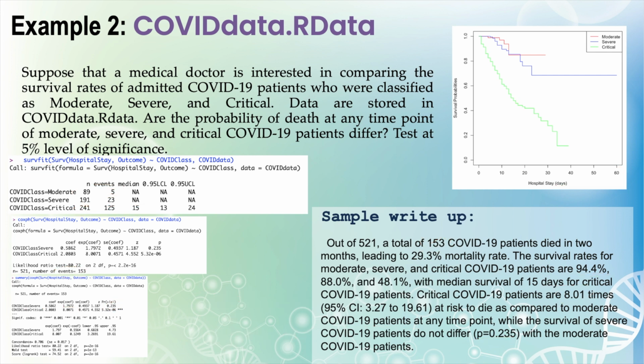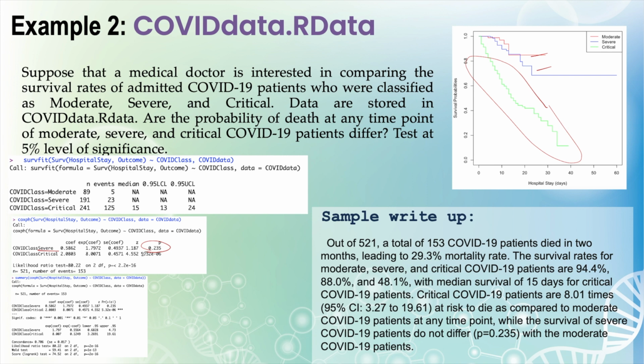And relating our result with the Kaplan-Meier curve, it is quite obvious here that the critical COVID-19 patients really have low survival as compared to moderate and severe. That is why, expectedly, the hazard ratio of this is much greater as compared to these two. So here we see that they almost have the same survival. That's why the p-value did not differ between moderate and severe. While this one quite obviously has a lower survival rate. Thus, we can see that the hazard ratio here is much greater.